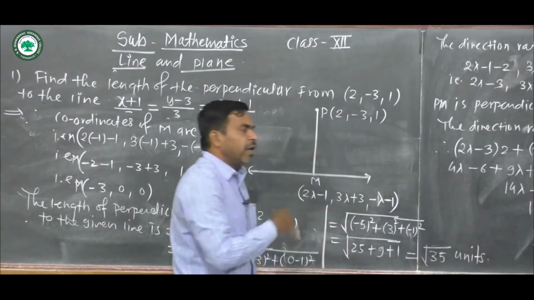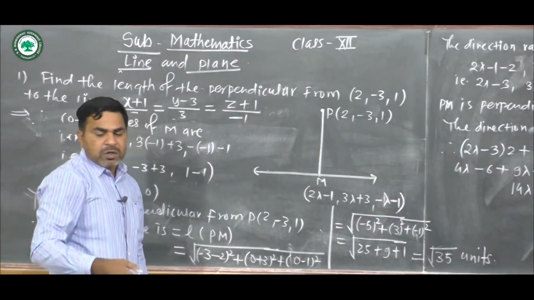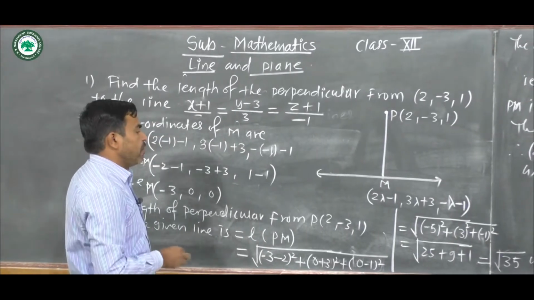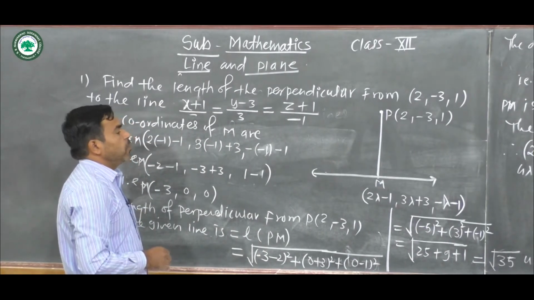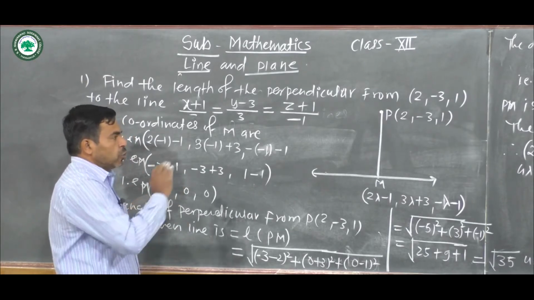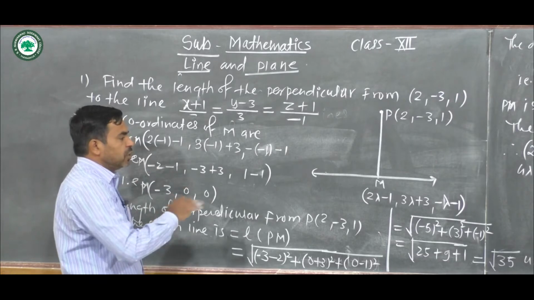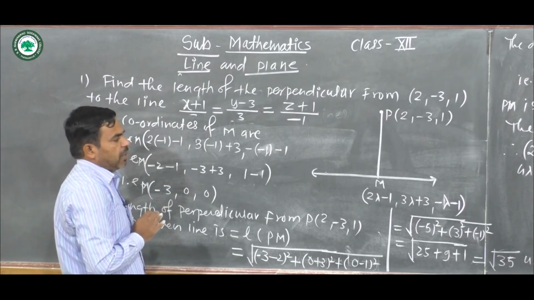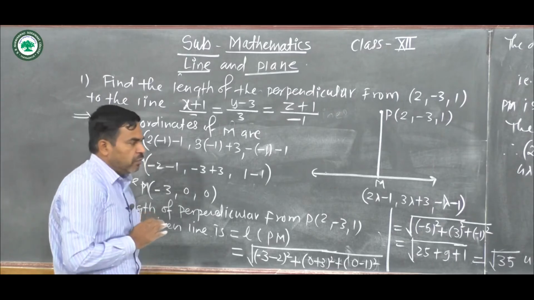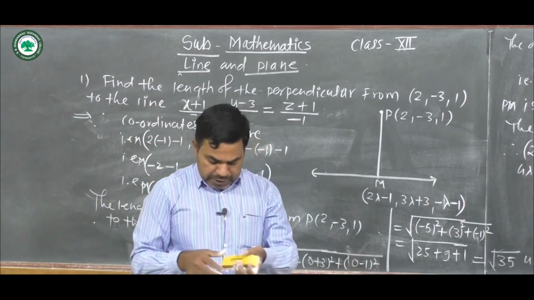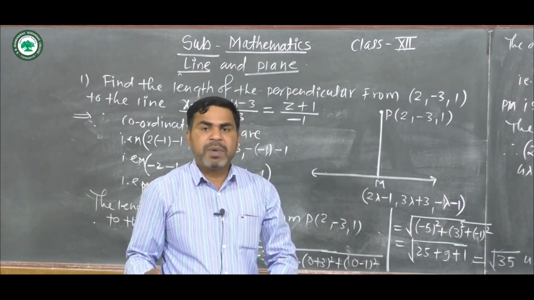See, this is the alternative method to get the distance or length of the perpendicular drawn from a given point to the given line. So there are two methods. Among these two methods, any one of them can be used. So today we stop it here. In the next lecture we see the examples on distance between parallel lines.